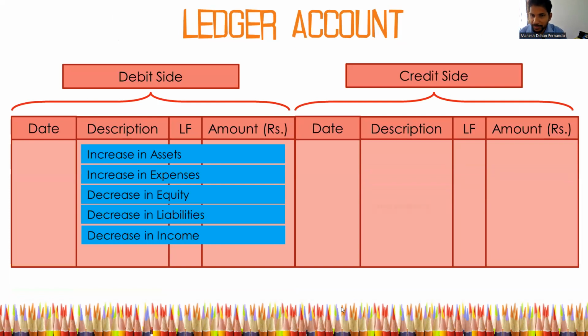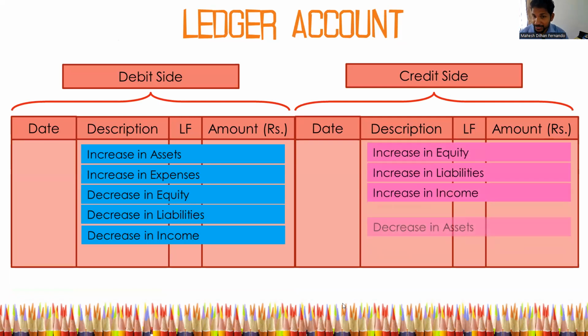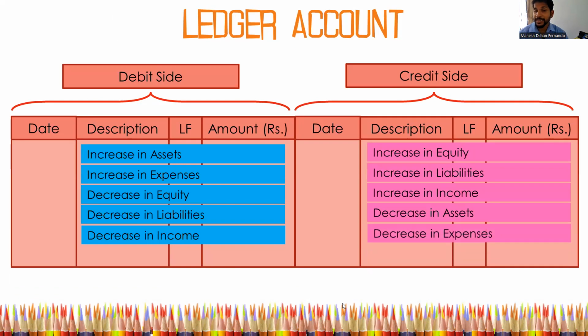Okay, try to memorize this. And in the credit side, what we have? Increase in equity, increase in liabilities, increase in income, decrease in assets, and decreases in expenses.